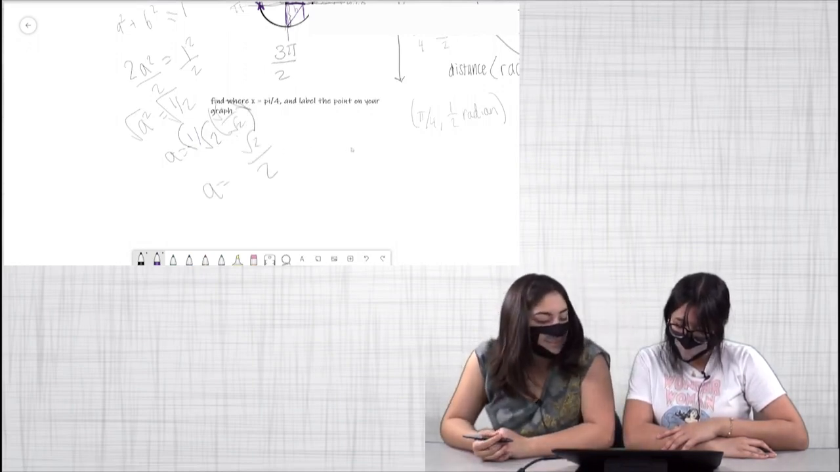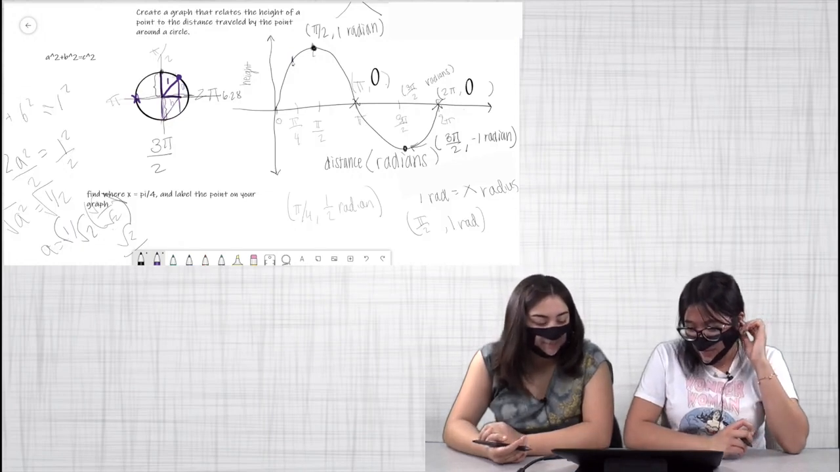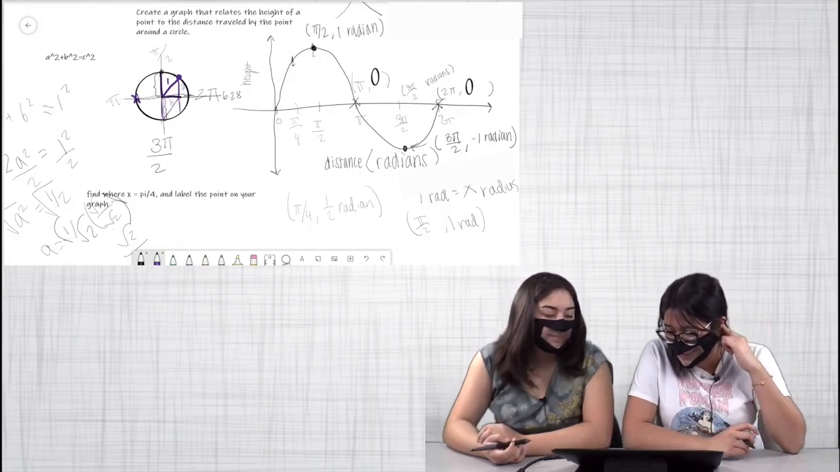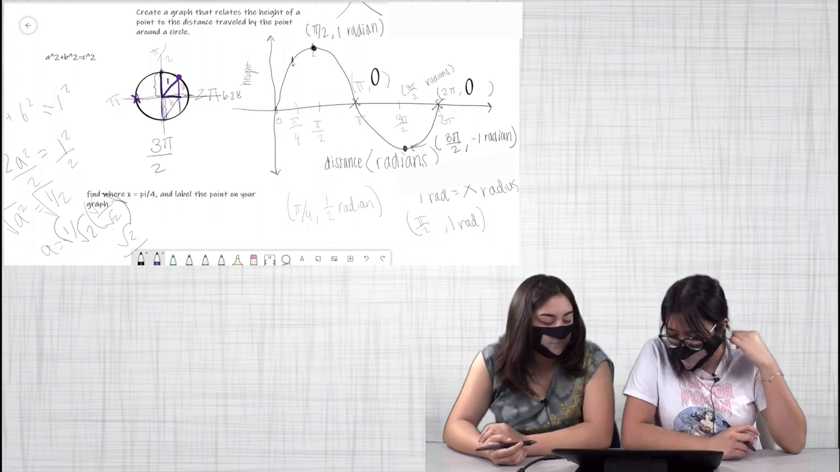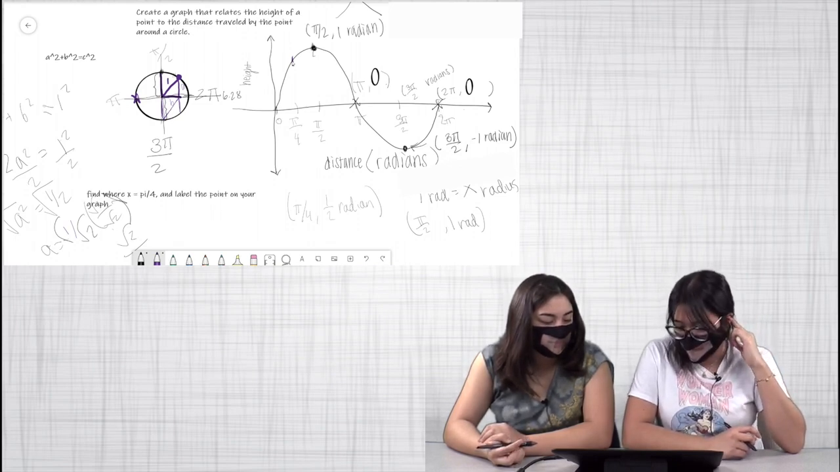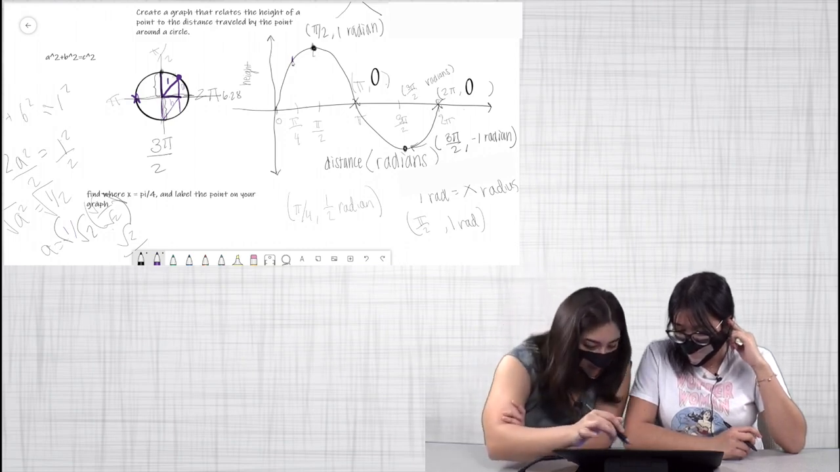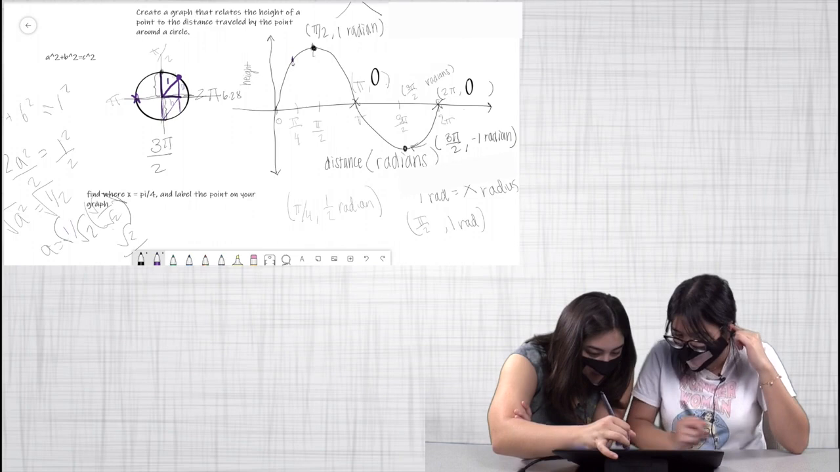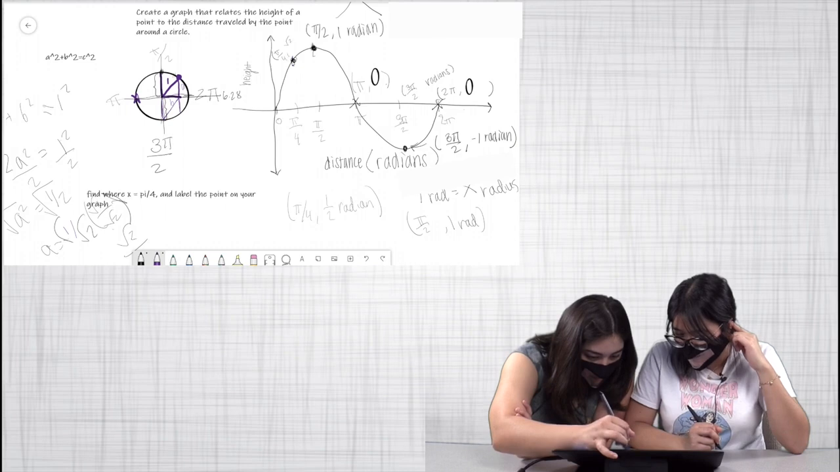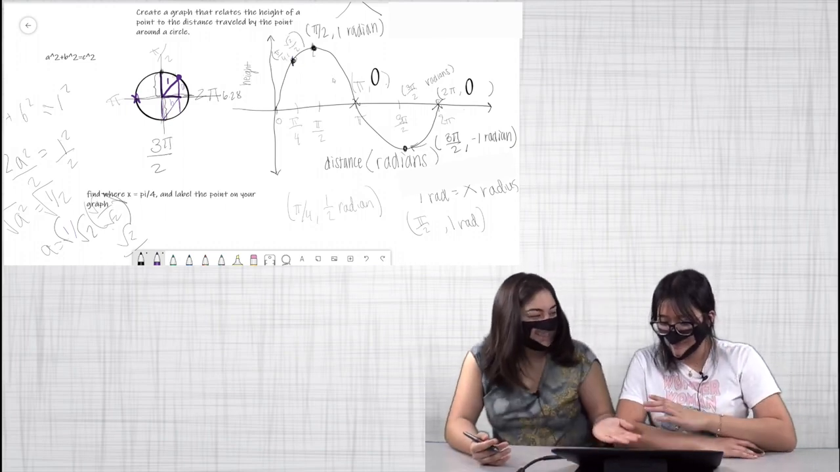Okay. Good job. So what does this mean our coordinate is? It means our coordinate is pi over 4, comma, radical 2 over 2. That's exactly right. Yay. Can we get that on here? It's this point. Great. Really, really good. Nicely done.